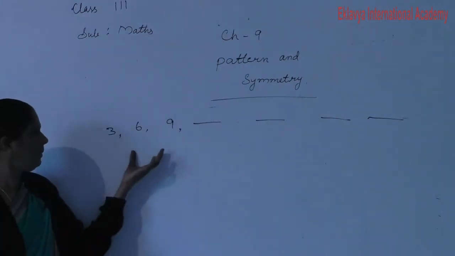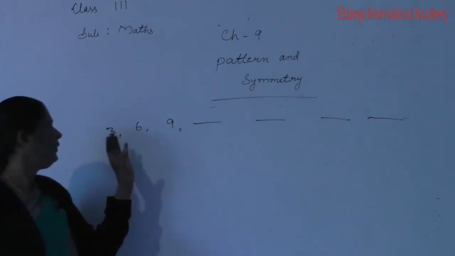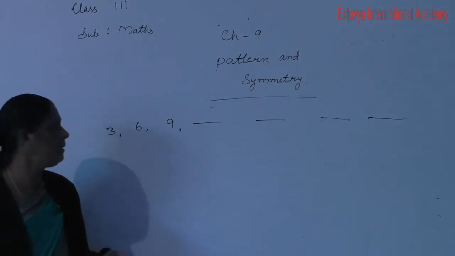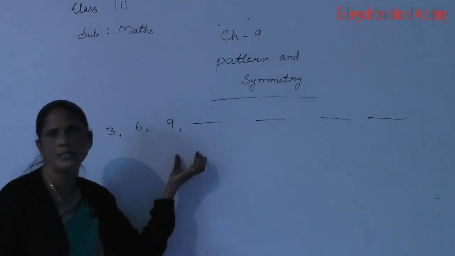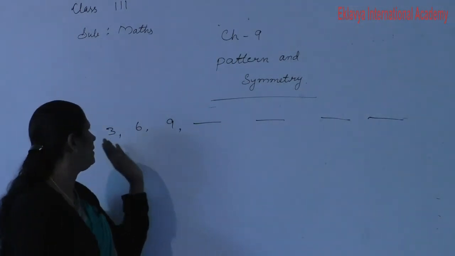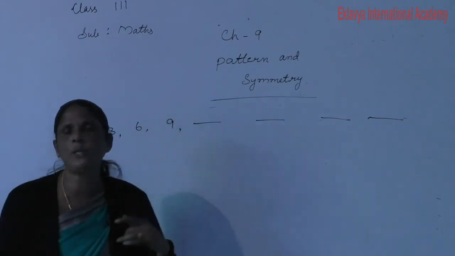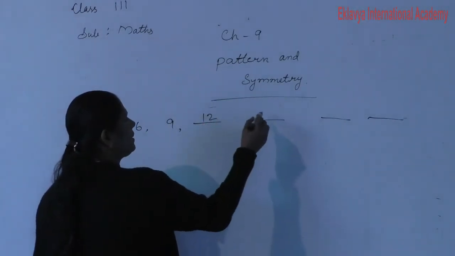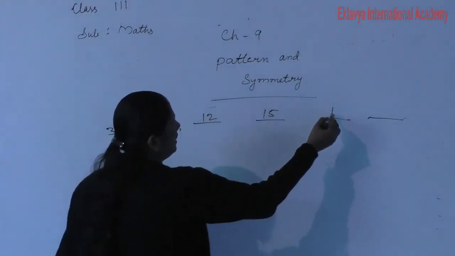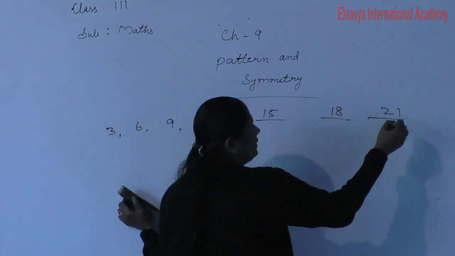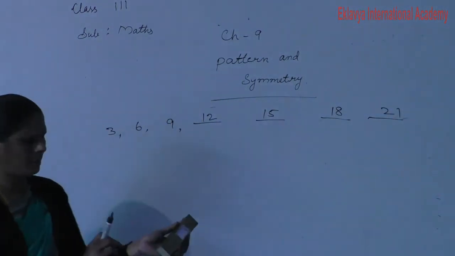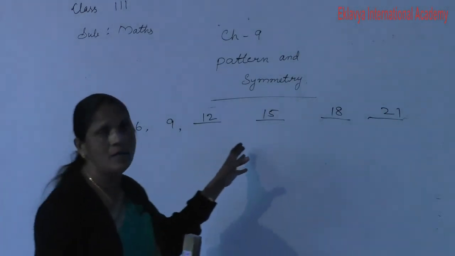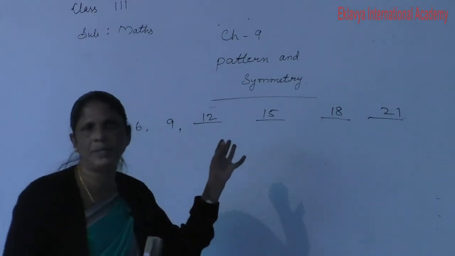In this pattern, we add 3. The difference between 6 and 3 is 3. Then the difference between 6 and 9 is 3. Then 3 plus 3, 6. Then 6 plus 3, 9. 9 plus 3, 12. Then 12 plus 3, 15. Then 15 plus 3, 18. 18 plus 3, 21. This is the pattern of numbers. Then next, you also understand symmetry in symmetrical shapes.